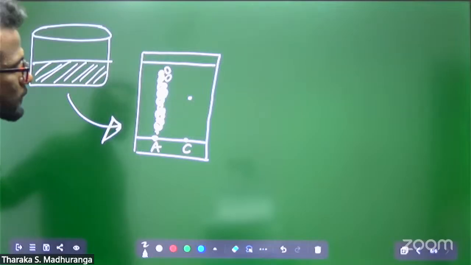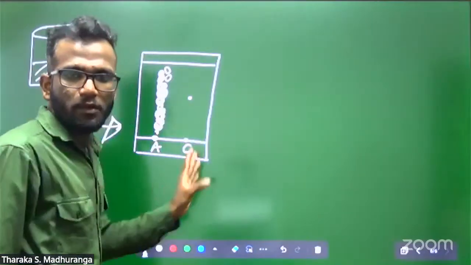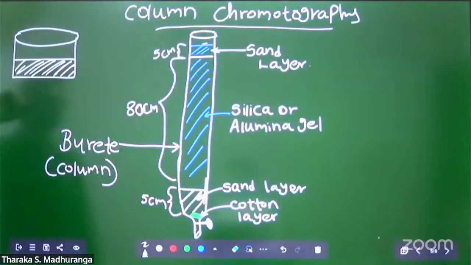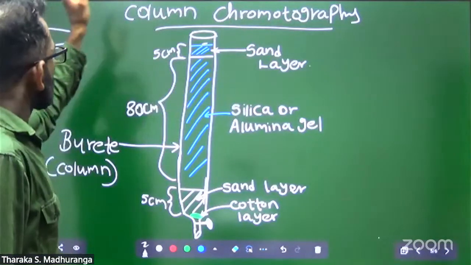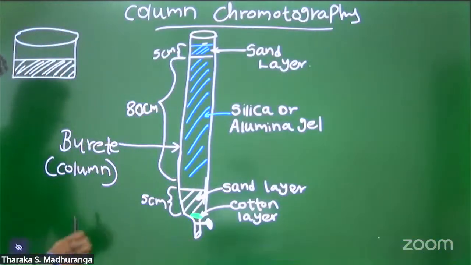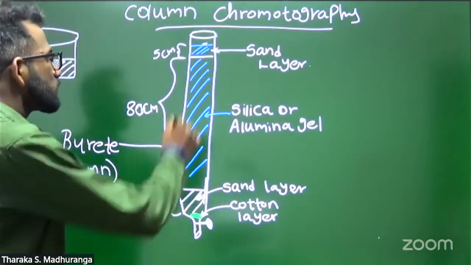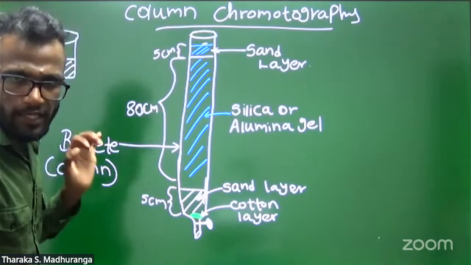before we use paper chromatography or thin layer chromatography, we have to go through column chromatography for the separation process. The separation process is like that. Understand that, very simple. The separation is like this. Okay, first of all, you need to prepare a column like this with these layers.